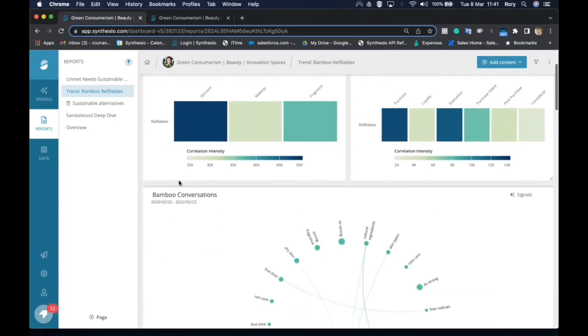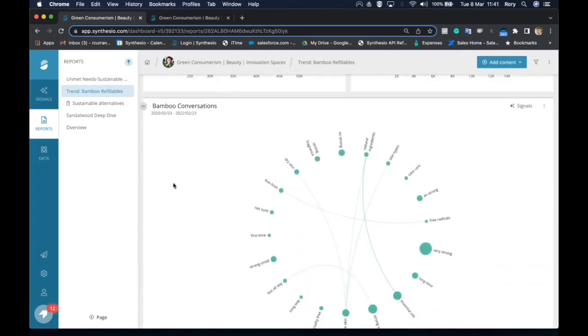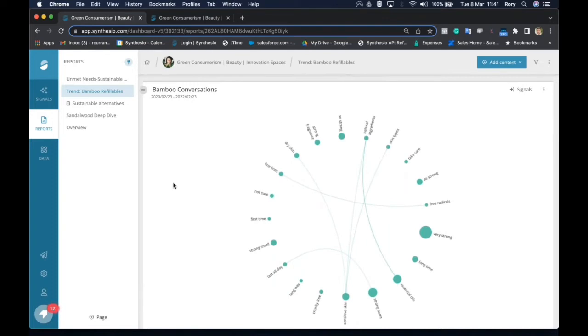Then when we dig deeper into bamboo-specific conversations to understand what the key conversations are that consumers are leading with, you can see here that rather interestingly, when it comes to bamboo, the most significant theme of conversation is actually around the strength of bamboo packaging as a product. You'll see there's a lot of conversation around how strong it is. And again, all of this is generated by our text analytics, one of our AI modules.